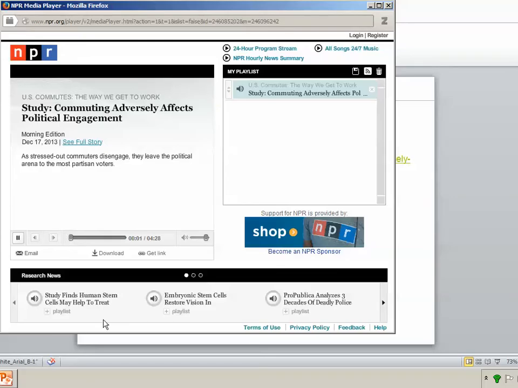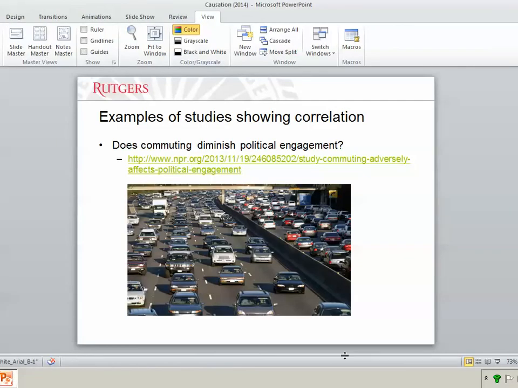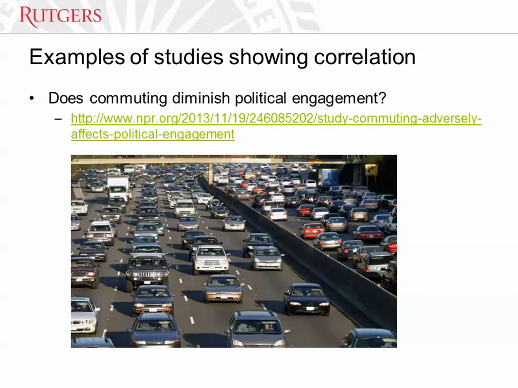Okay. We all know about the partisan divide in this country, Democrats, Republicans, but there's another political divide.